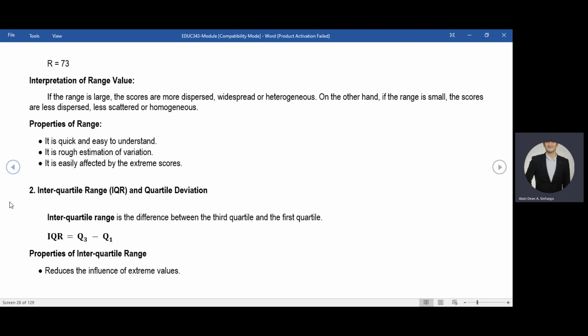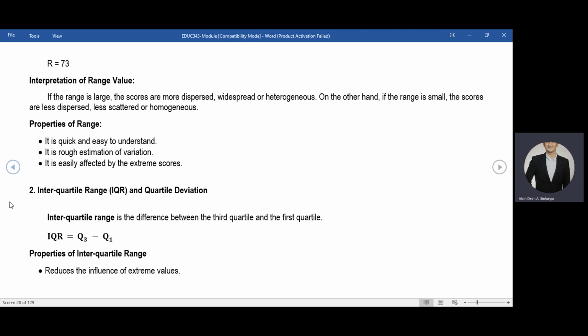The next measure of dispersion will be the interquartile range, or IQR, and the quartile deviation. When you say interquartile range, it is the difference between the third quartile and the first quartile. In symbols, we have IQR is equal to Q sub 3 minus Q sub 1.